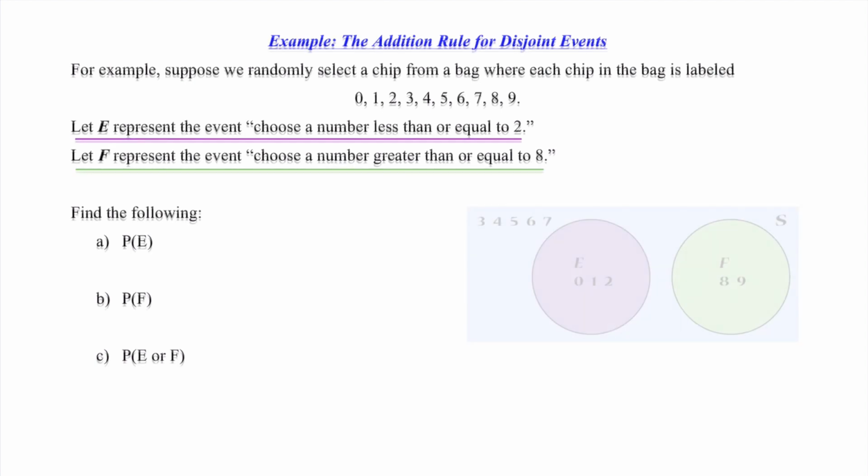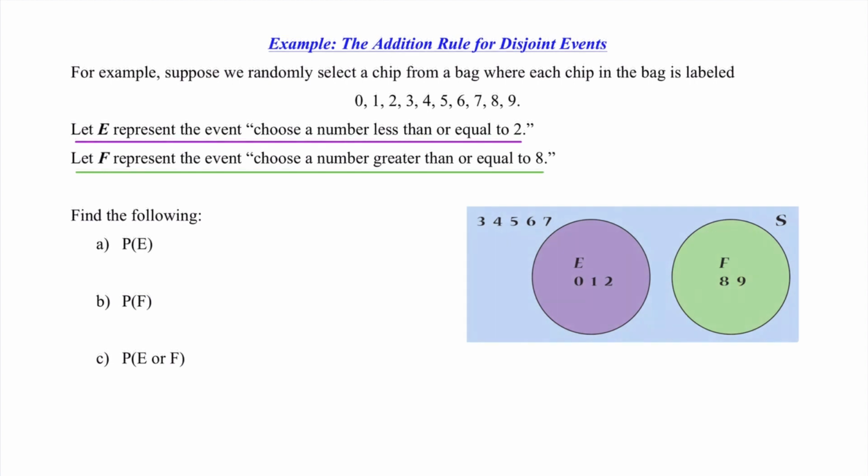So we're going to bring back that image of the Venn diagram to give us a visual. And you see event E is in purple and event F would be in green to separate those. The big idea here, back to the definition of disjoint, we see that events E and F have no outcomes in common. E is that we're going to randomly select a chip that's labeled 0, 1, 2, while F is labeled 8 or 9. Those have no outcomes in common, therefore we know that we have disjoint events.